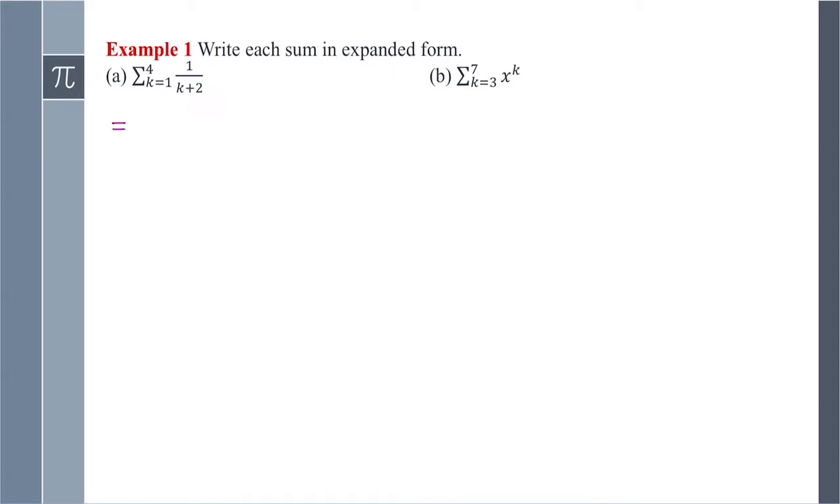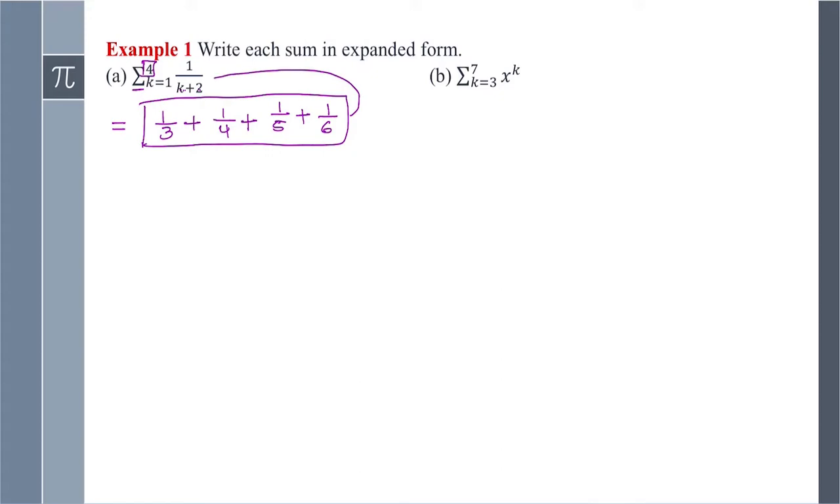When we put k equals 1, we get 1 over 1 plus 2, which is 3, so 1/3. Then we write plus, because that's what sum means, we are adding them. Now when we take k equals 2, we get 1 over 2 plus 2, which is 4. Then plus, when k equals 3, it's 1 over 3 plus 2, which is 5, plus 1 over, when k equals 4, 4 plus 2, which is 6. We have to stop here because that's the upper limit, so we cannot go beyond 4. So this is the sum in expanded form, and it can be written in short form using the sigma notation right here.